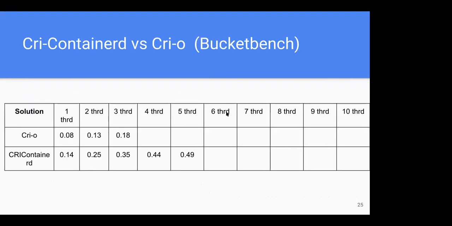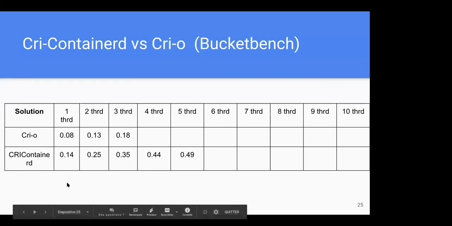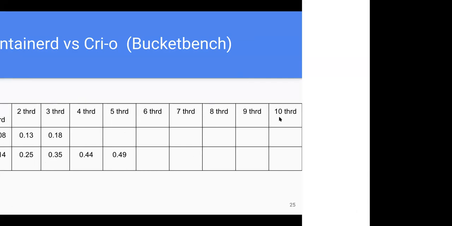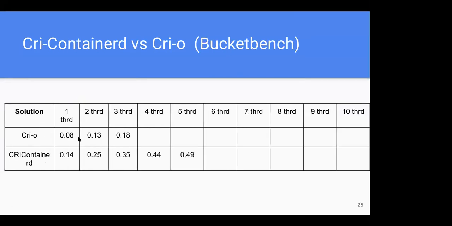So in this slide, guys, I made a comparison between CRI-Containerd and CRI-O. So this table has two lines, which are the compared solutions, which are CRI-O and CRI-Containerd. And we have 10 columns. In each column, we have a number of threads, from 1 thread to 10 threads. Each thread is equal to an operation. And in each operation, we have 3 steps, which are run container, stop container, and resume container. And these numbers are the results of the thread by solution.